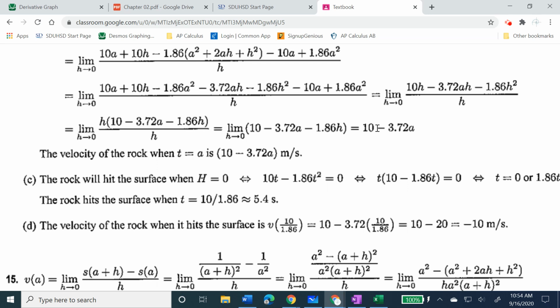So this is what you get in part B if you go through all that lovely algebra. In part C, you solve for when h is equal to 0, and you get this time. So you take that this is the velocity at time A, and this is the time you want to know the velocity, so you plug 5.4 into the A of this, and that's where that whole piece right there is coming from.